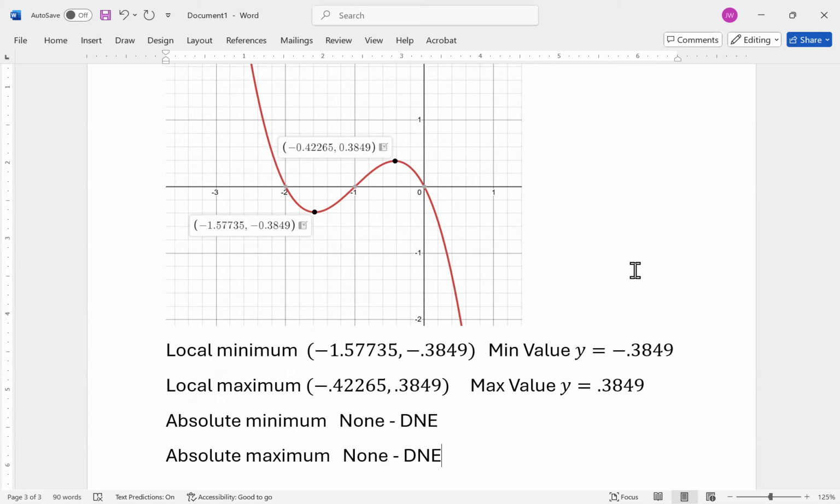Again, just for the record, absolute minimums and maximums can also be called universal minimums and universal maximums in other books.